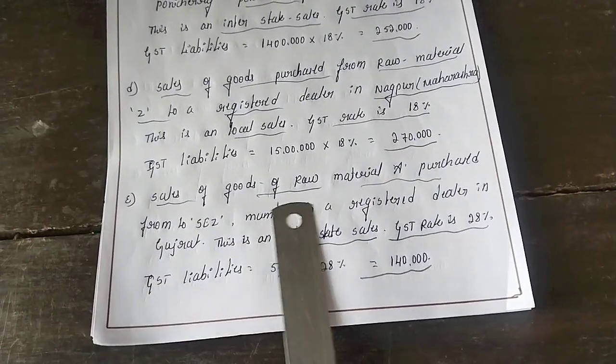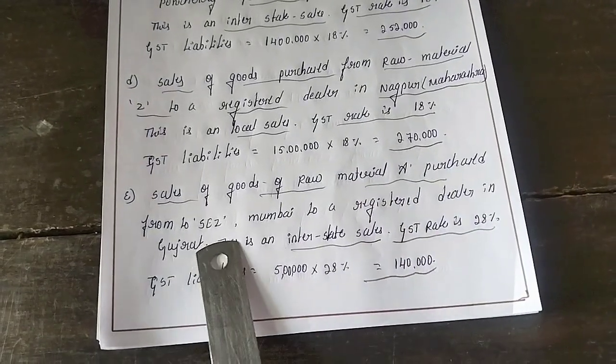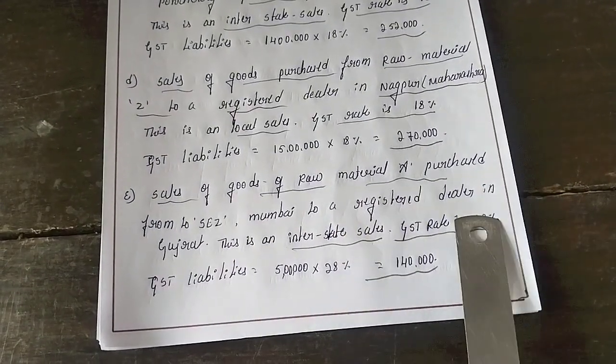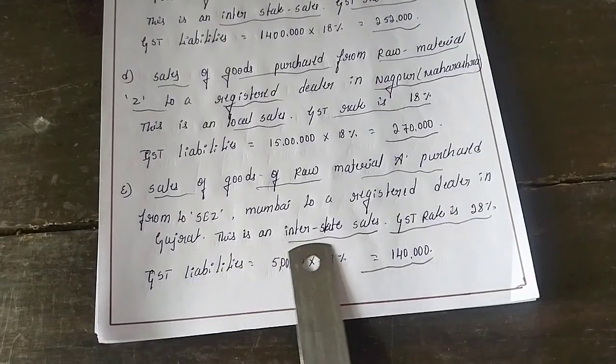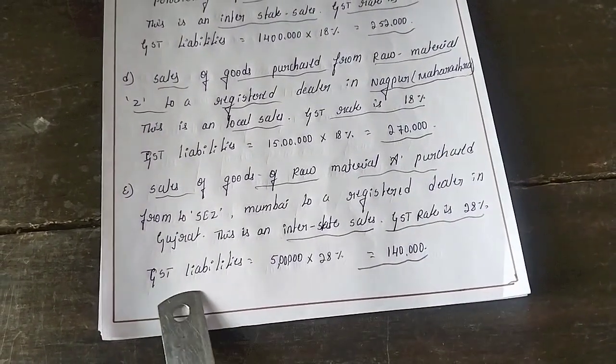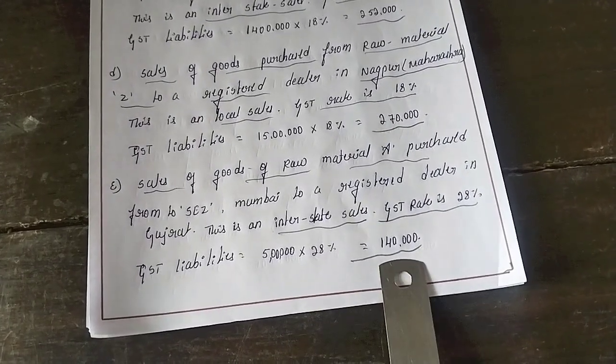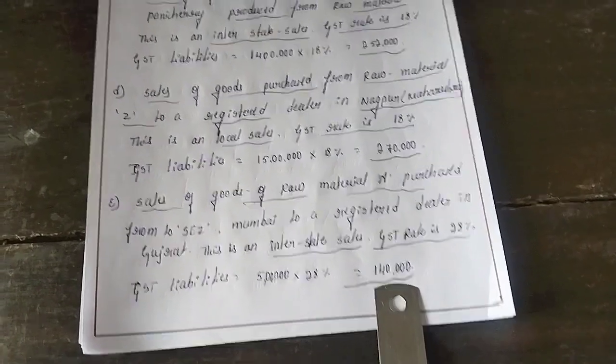Sales of goods of raw material A purchased from C's Mumbai to a registered dealer in Gujarat. This is an interstate sale. GST rate is 28%. GST liability equals 5 lakh into 28%. We get 1 lakh 40,000.